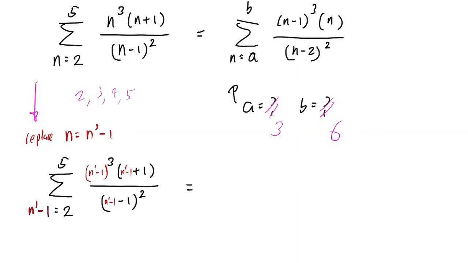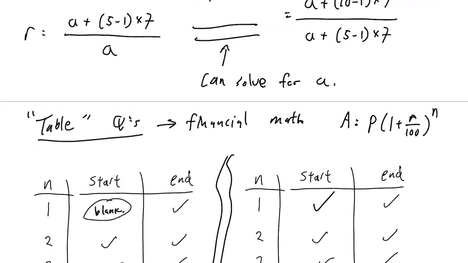This summation, right? We express it in terms of just n prime. So what will it be? Bring over, it becomes minus 1, bring over becomes 3. Yes, 2 plus 1, 3.